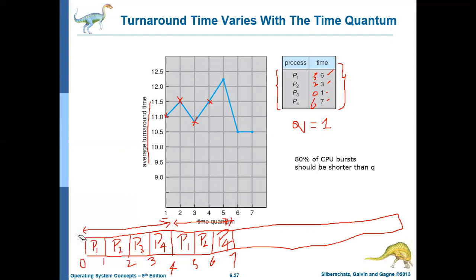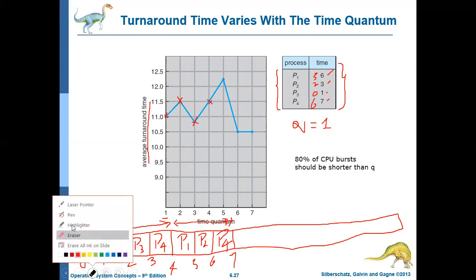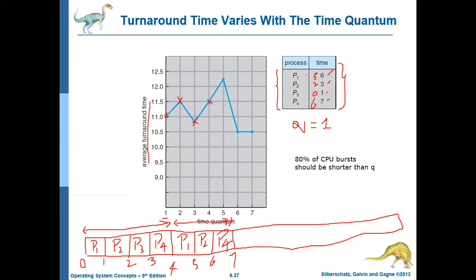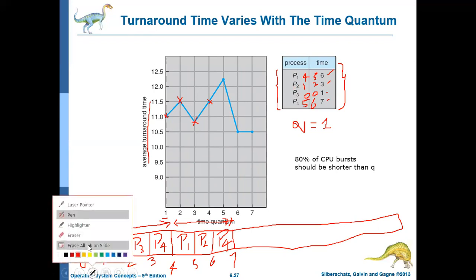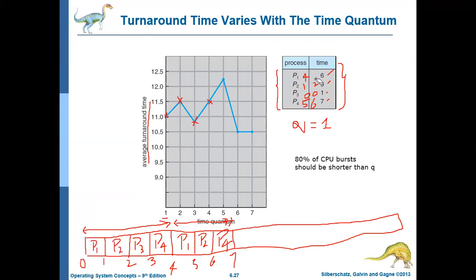So after round 2, the values will be: P1 will have 4 milliseconds left over, P2 will have only 1 millisecond, P3 has already completed, and P4 will have 5 milliseconds. Okay, P1 4, P2 1, P3 finished, and P4 5. So this is the remaining time required.